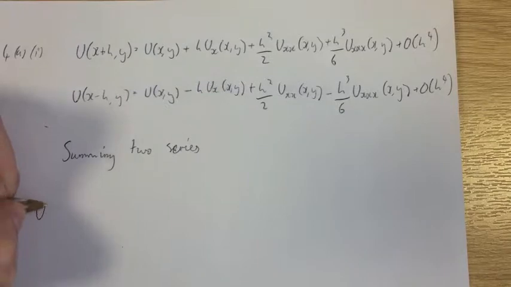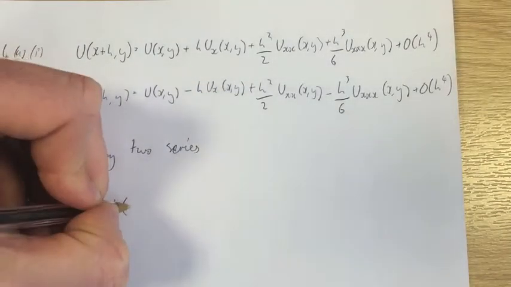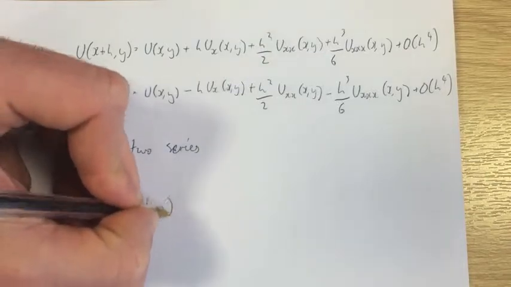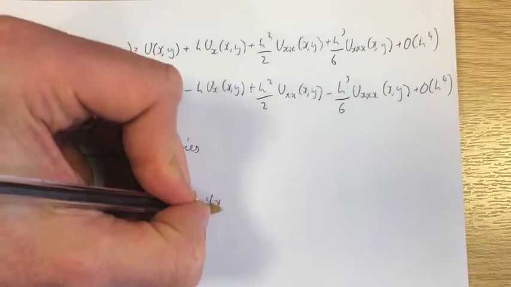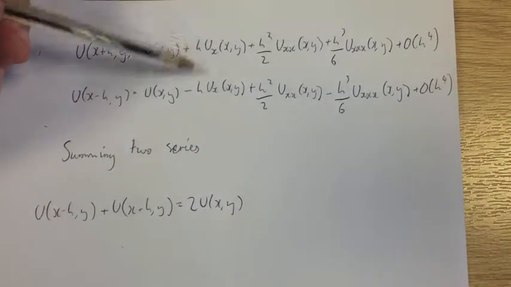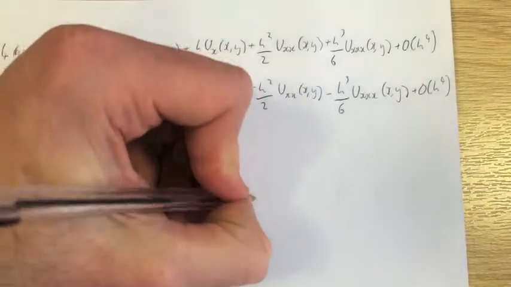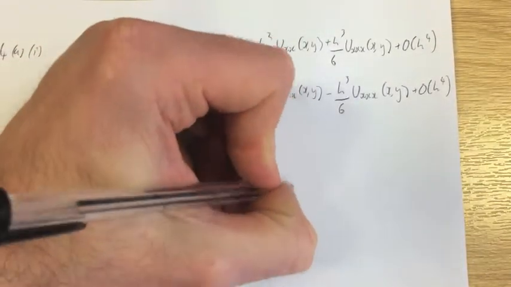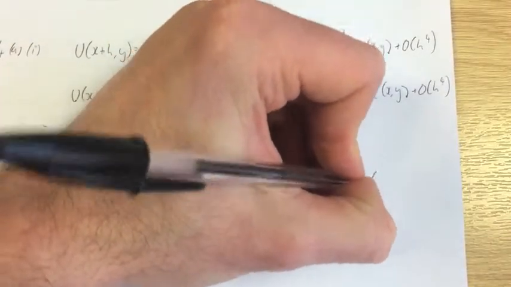On the left we have the left terms added together, and on the right we've got lots of u(x,y). Notice the odd terms cancel out, so we're left with h squared times the second derivative, plus the truncation error.